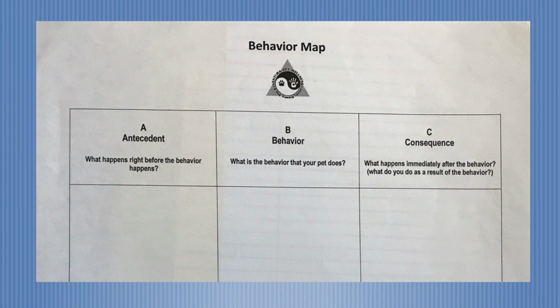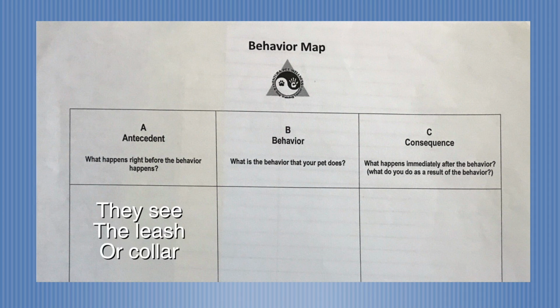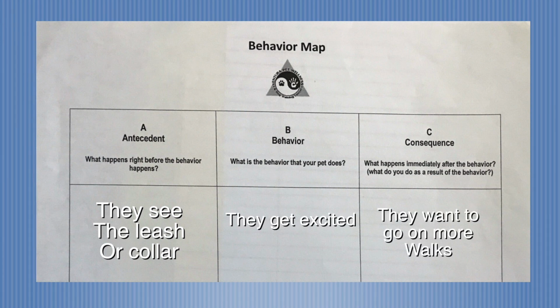If your dog likes walks, the ABC of a walk would be: they see the leash, they know they're going to go on a walk, they get really excited, you put the leash on and take them on a walk, and the consequence is positive. So now they want to go on more walks. When you're looking at the ABCs of behavior, it's important to think about what is the consequence that's happening after the behavior and what is the antecedent, or the cue, that happens before the behavior.